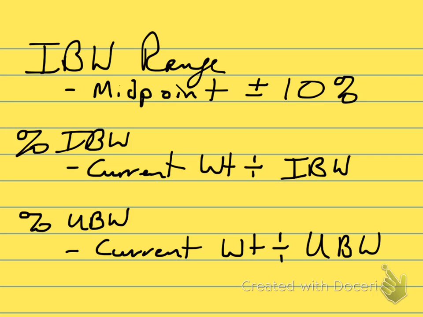To determine percent ideal body weight, it's simply taking their current weight and dividing that by their ideal body weight. To determine the percent usual body weight, it's simply taking their current weight and dividing it by their usual body weight. And you can look at these formulas and tell that if somebody's weight is higher than their ideal body weight, then they will be greater than 100% of that ideal body weight. If they are under the ideal body weight, it will be less than 100% of their ideal body weight.